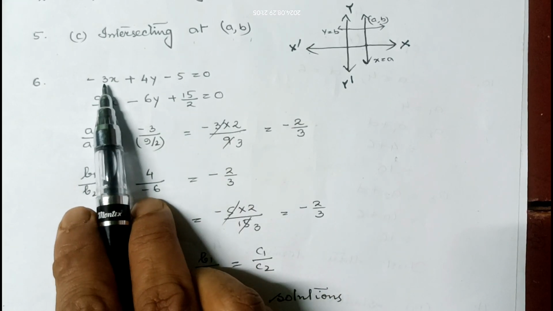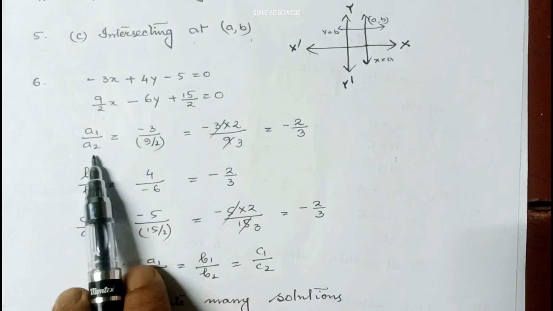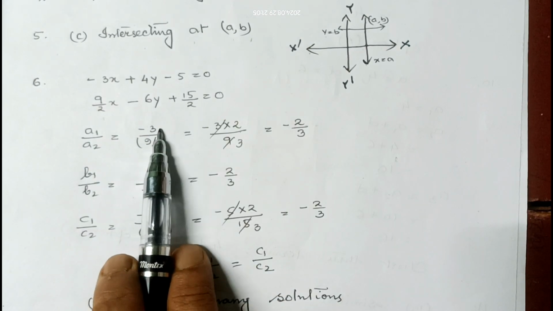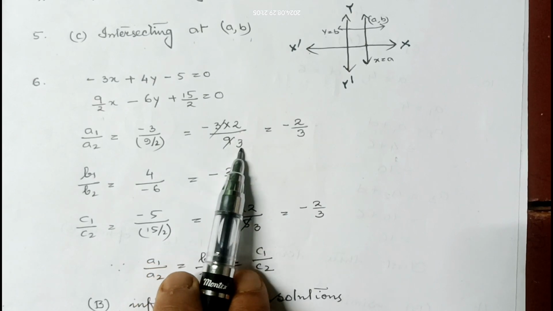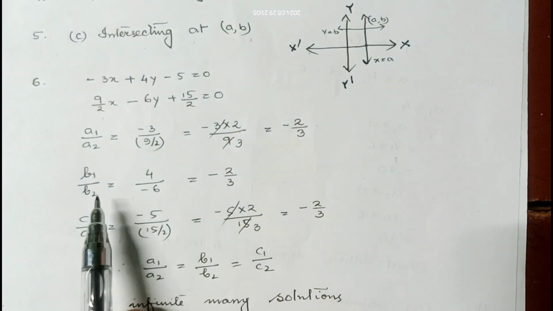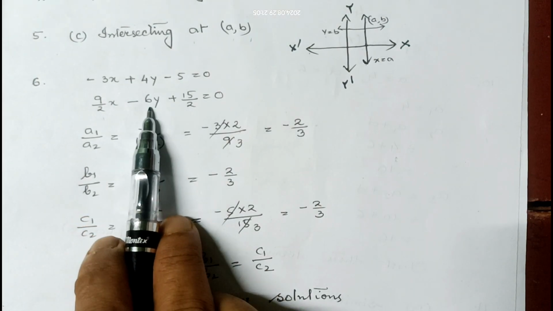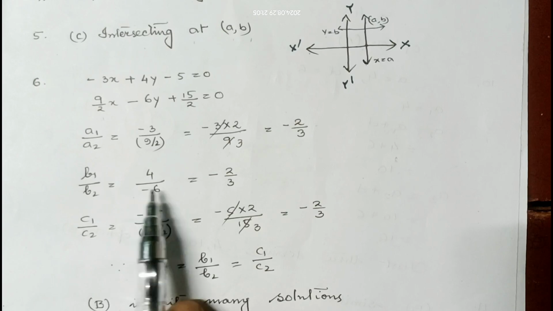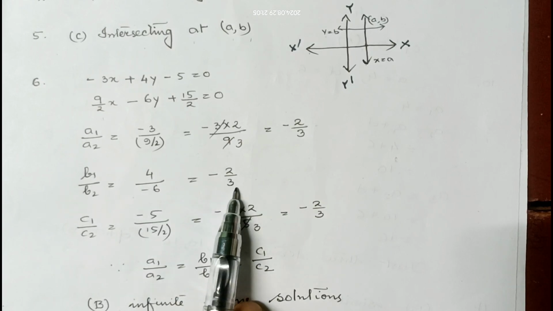Now from the first equation a1 is minus 3 and from the second equation a2 is 9 by 2. So a1 by a2 will be minus 3 by 9 by 2. The 2 will go in the numerator, so minus 3 into 2 by 9. 3 threes are 9, so it will be minus 2 by 3. Again b1 by b2. b1 is 4 and b2 is minus 6. So 4 by minus 6. Minus is never written in the denominator, so we have to write minus here. If I cancel by 2, it will be minus 2 by 3.